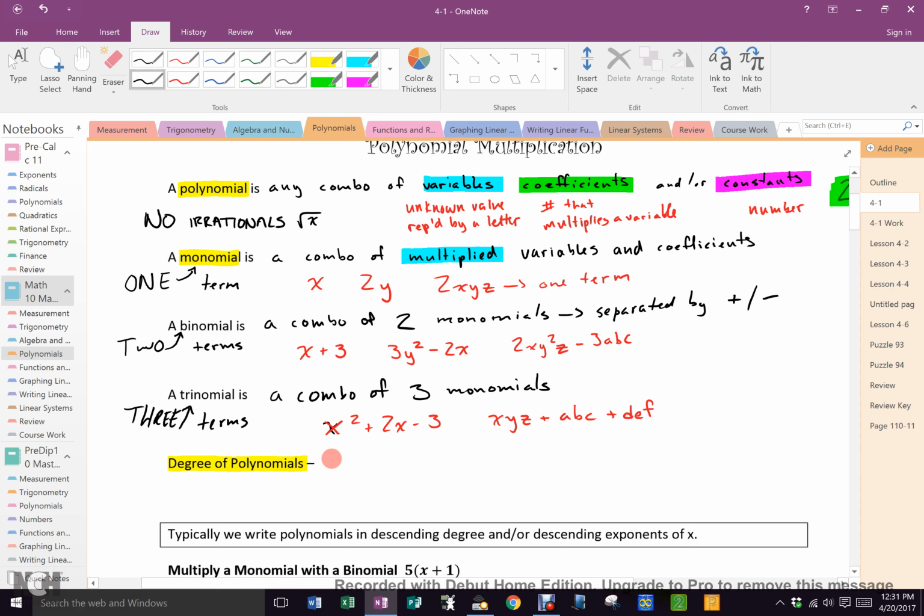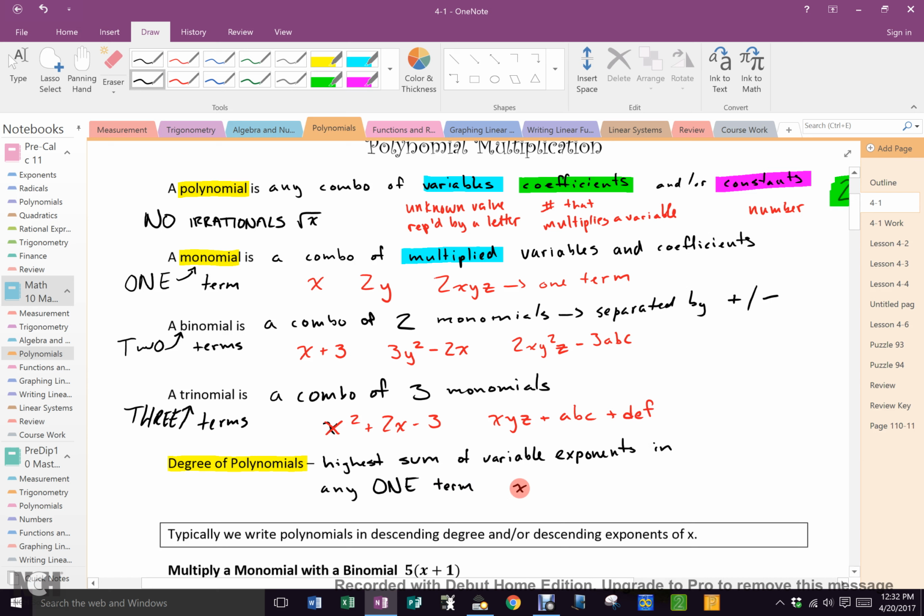Degree of polynomials is very simple. It is the highest sum of variable exponents in any one term. Okay?